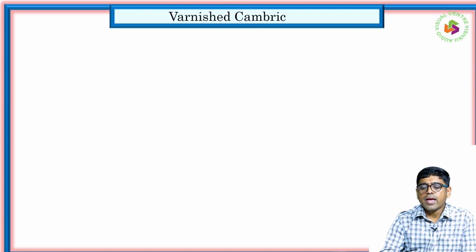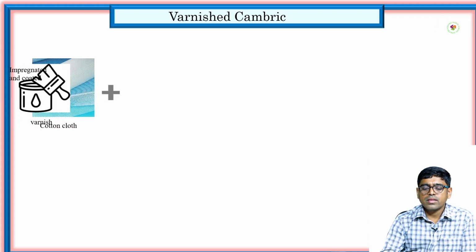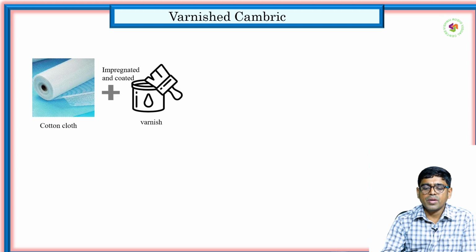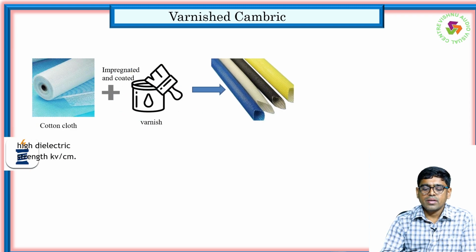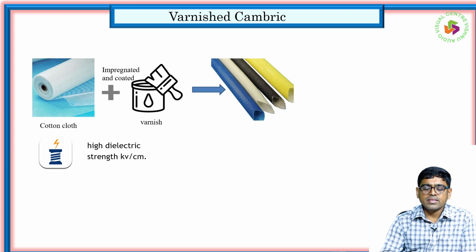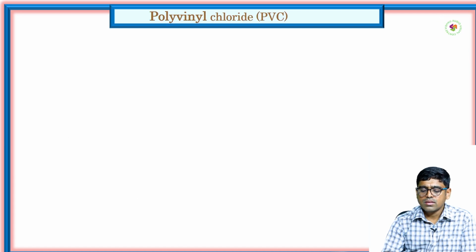Next is varnished cambric. It is made from cotton cloth, which is impregnated and coated with varnish. So varnish is coated on that particular cotton cloth, and then the varnished cambric is made. It has high dielectric strength in kV per centimeter, and permittivity is 2.5 to 3.8. A disadvantage is that, again, it is hygroscopic, and so needs some protection.